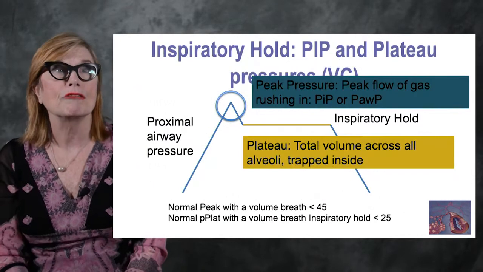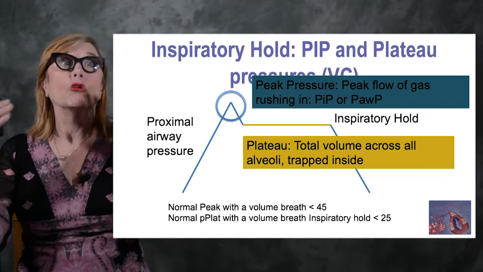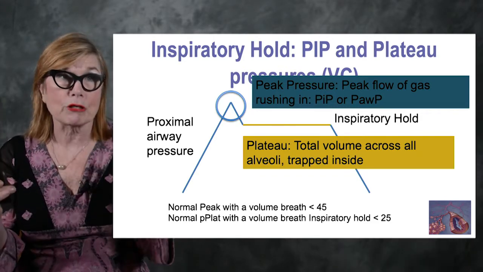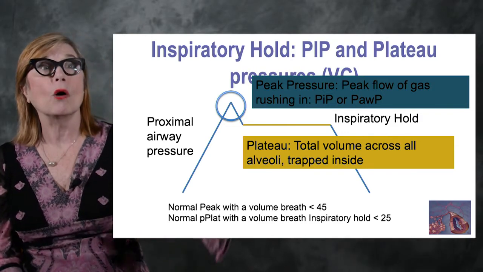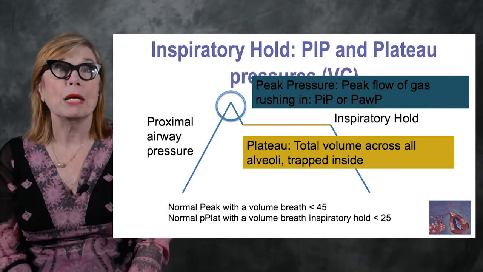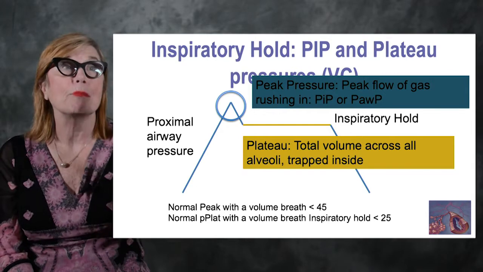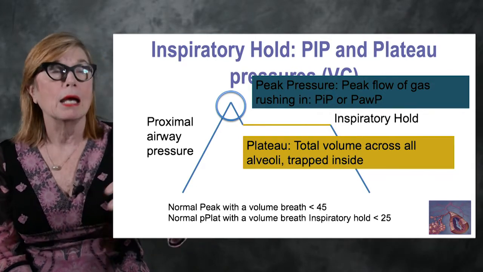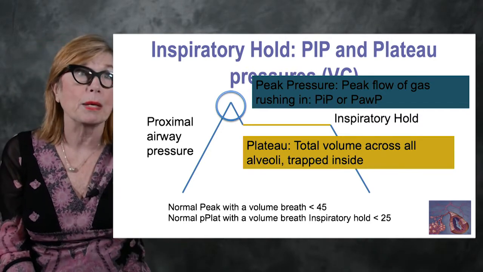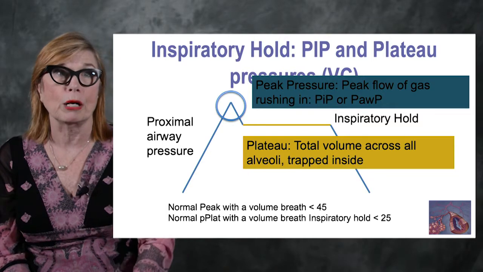Okay, beautiful. So now, when we talk about this, we can look at our ventilator on a pressure graph, and look at the flow of gas into the lung till we get to our peak pressure. Peak pressure is the peak flow of gas rushing in. It's known as the peak inspiratory pressure, peak airway pressure. Okay, so PAWP is peak airway pressure, not MAWP, which is mean airway pressure.